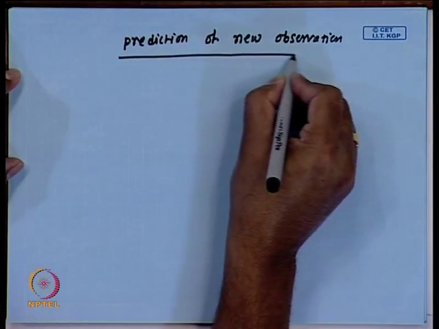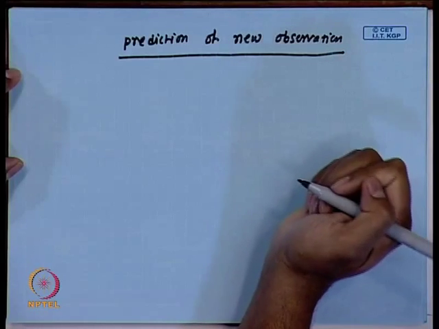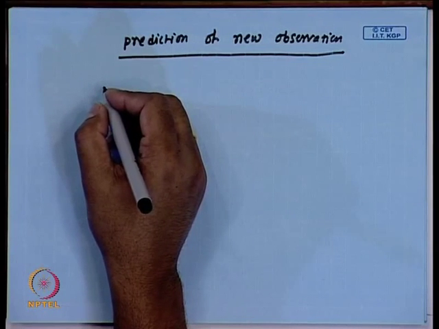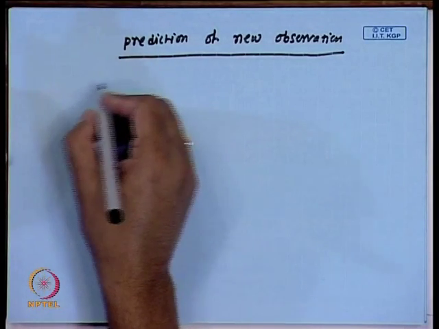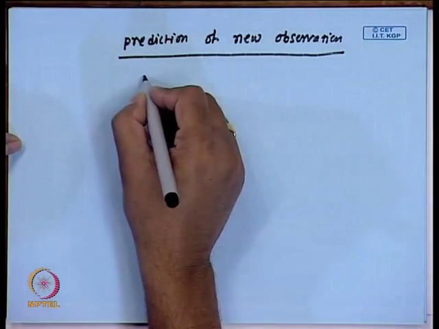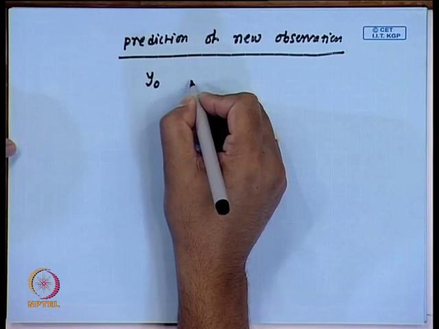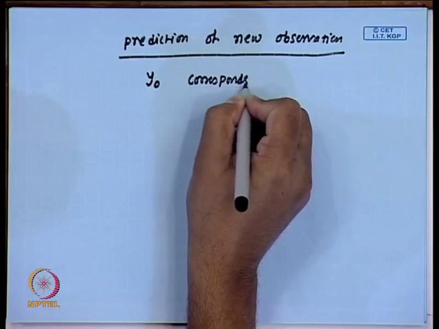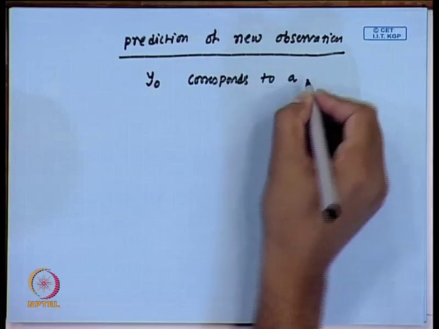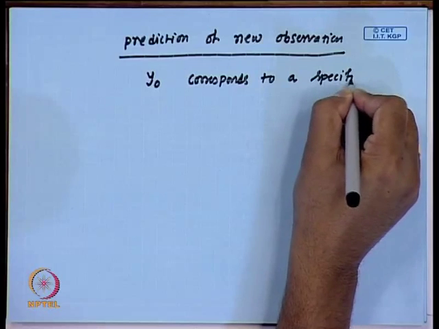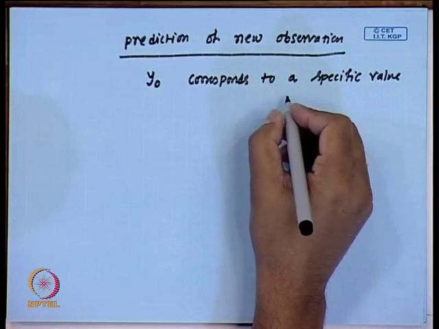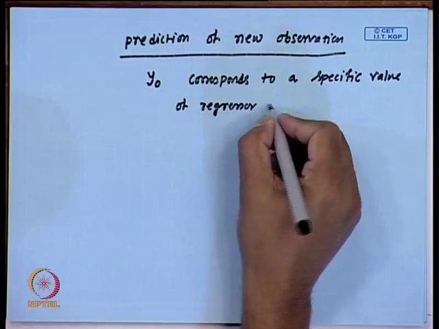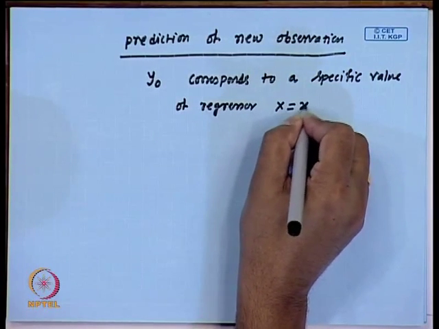Well, what I want to do is, we want to predict new observations, say y naught, corresponding to a specific value of the regressor, say x equal to x naught.